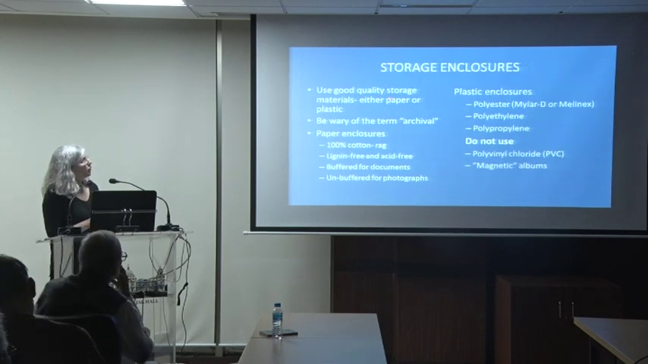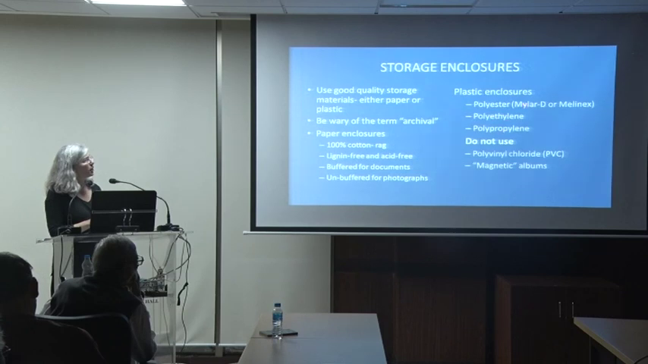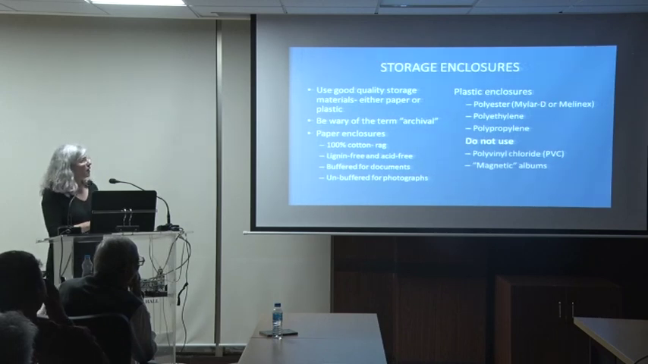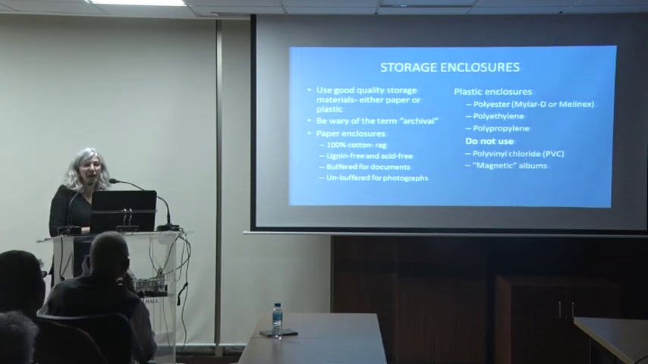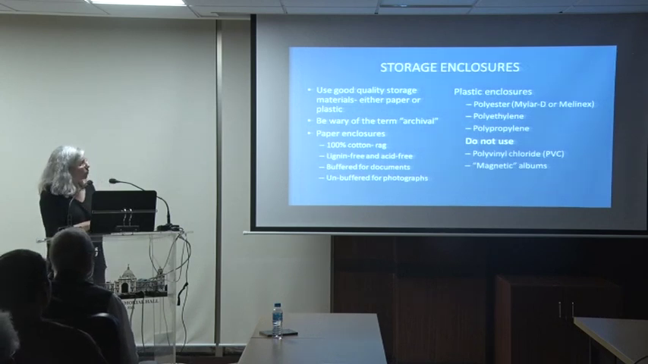So you can either use paper or plastic sleeves or folders, but the sort of plastic that you want to use, it's very specific. You want to try and look for these three materials, either polyester, polyethylene, or polypropylene. And sometimes the brand names for polyester are called Mylar D or Melanex. What you want to avoid is anything made of polyvinyl chloride, PVC, because that's going to off-gas harmful fumes that will speed up the deterioration of your artworks.